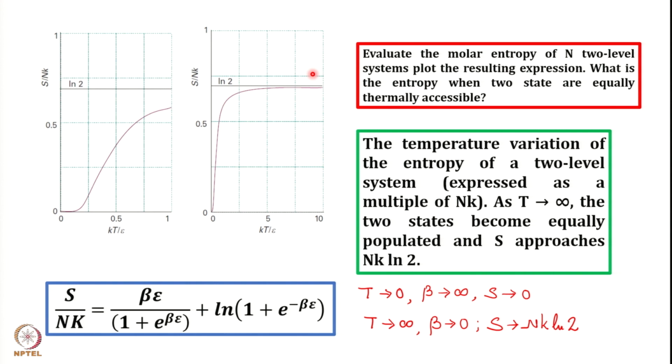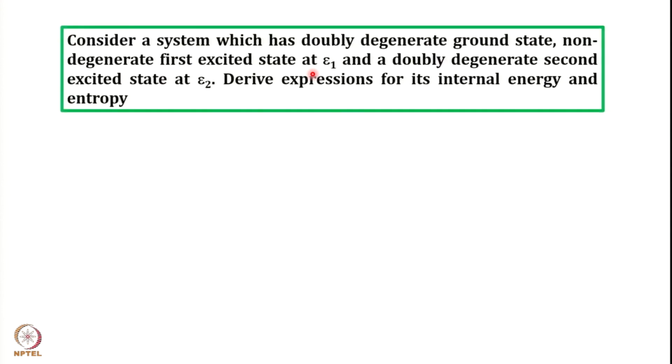Now let us talk about another case. Consider a system which has a doubly degenerate ground state, a non-degenerate first excited state at E1, and a doubly degenerate second excited state at E2. Derive expressions for its internal energy and entropy.